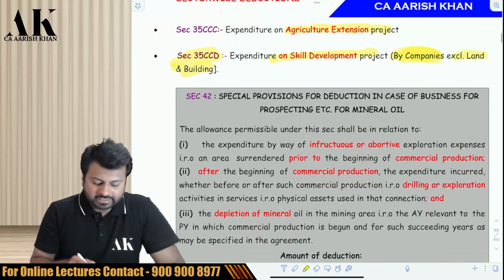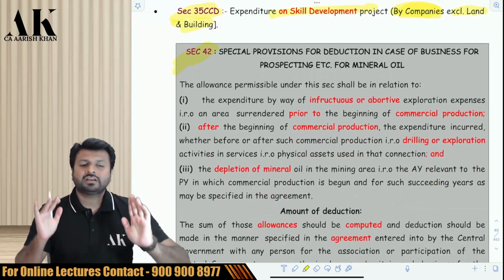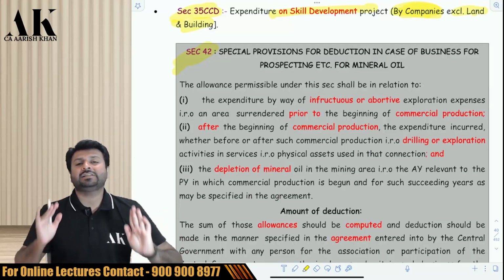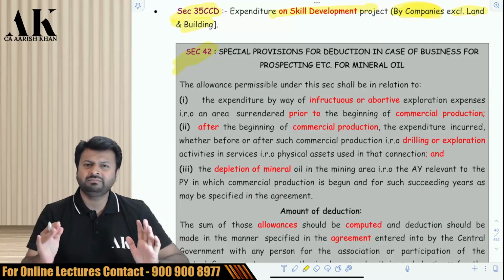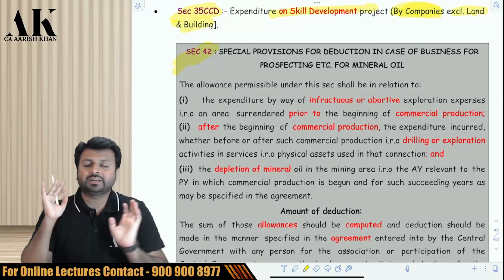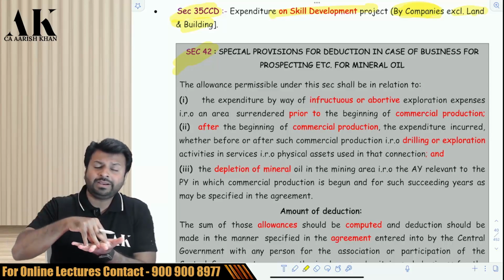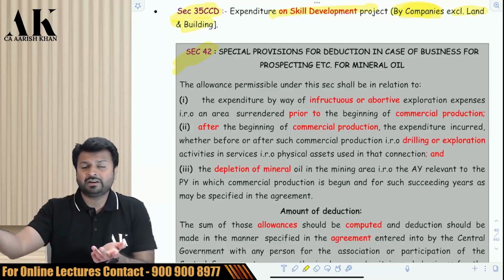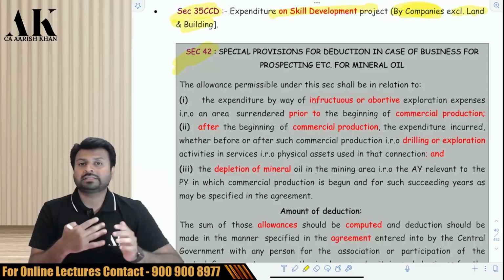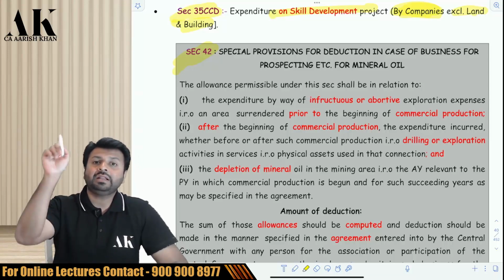And last but not least, section 42. There is nothing written in this section, not much important also. It is giving deduction to those businesses which are engaged in prospecting, extraction, production of mineral oil, and who have entered into an agreement with central government to do that. So there has to be an involvement of central government. There will be an agreement between assessee and central government, and that agreement will decide all the things. Even the income tax expenditures will be decided by that agreement, and according to that agreement, you will be getting the deduction.